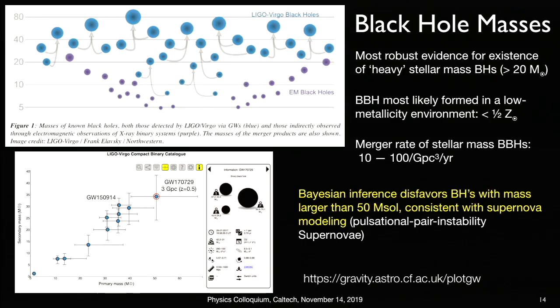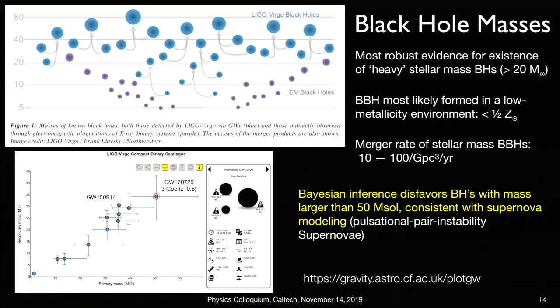There are questions about how it is possible to have such a big black hole. That led to the conclusion that they're most likely formed in a low metallicity environment, because lower metallicity means fewer stellar winds, and so the star retains more of its mass before it collapses to a black hole. The merger rate is between 10 and 100 per cubic gigaparsec per year.